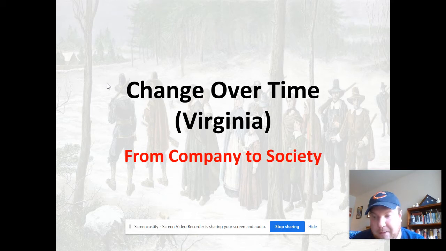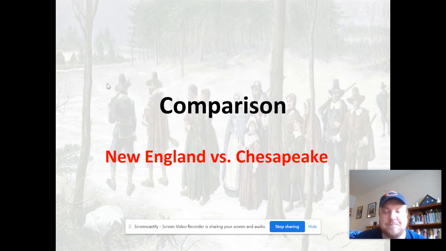And at that point, the joint stock company basically allows the royal crown to come in and take over all aspects. That's why Virginia becomes really the foothold of the English colonies at this time. So that's going to be from the creation of a company to a society where we see that.